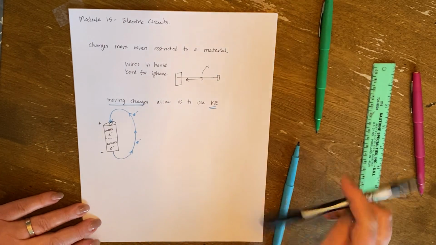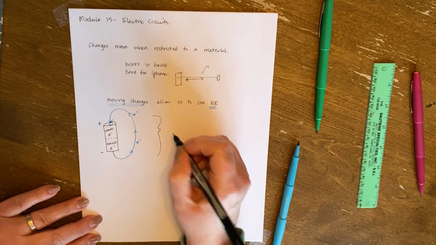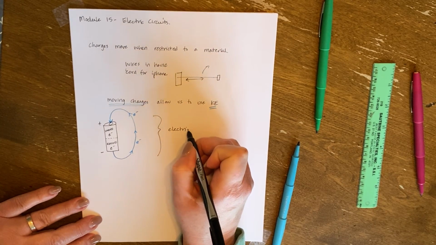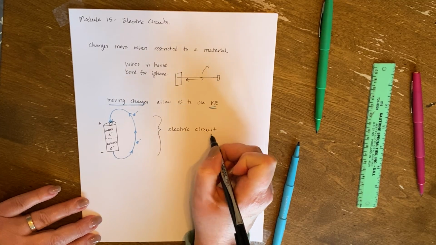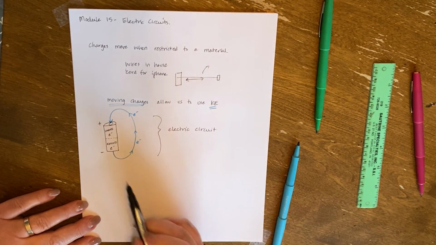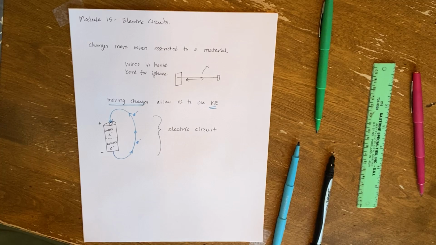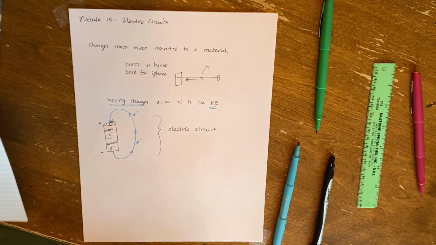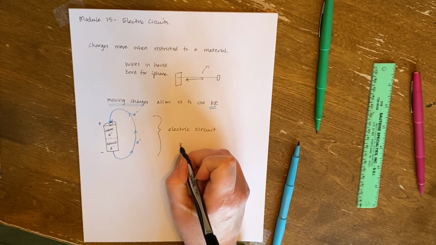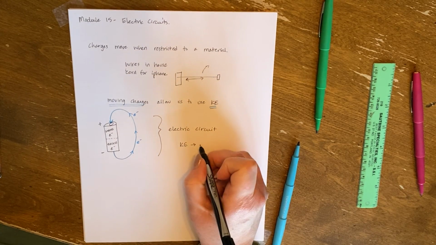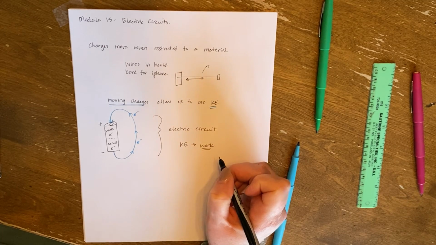All right, now this whole scenario forms what we call an electric circuit. An electric circuit is just something where the electrons are flowing in a controlled manner. We want the electrons to travel so we can convert their kinetic energy to work. So we take the kinetic energy of these electrons moving, and we can convert that to work.